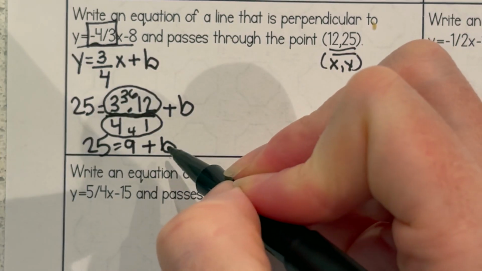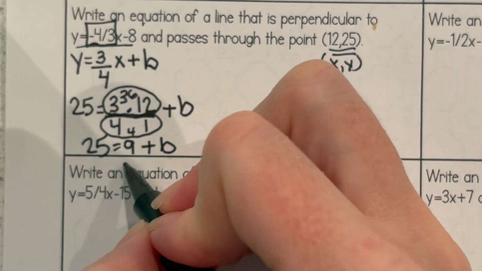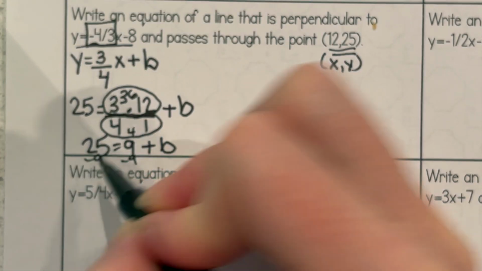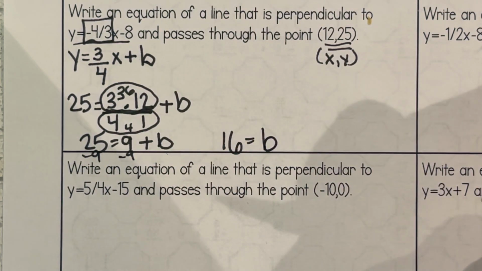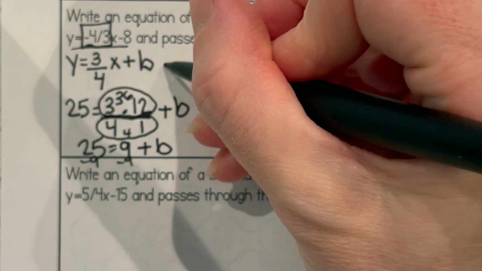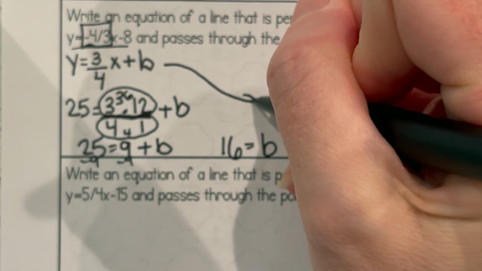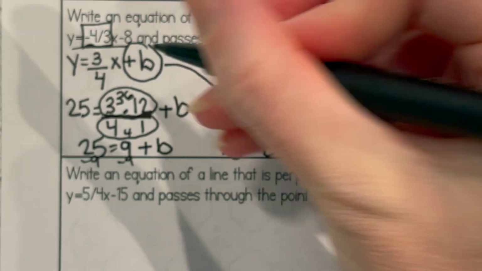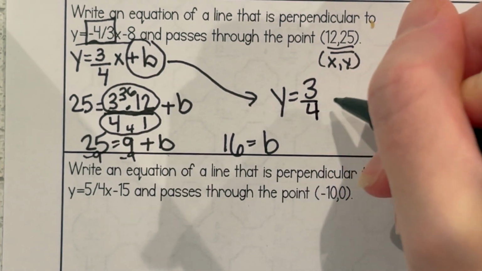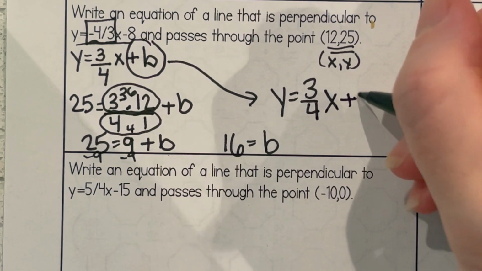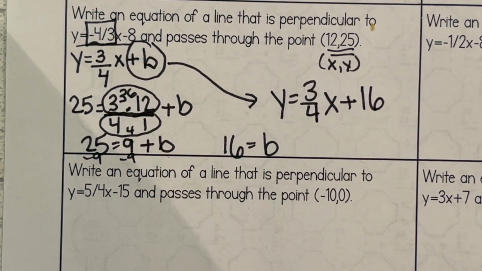Then to get b by itself, we have to get rid of 9. So we're going to minus 9 on both sides. Therefore, 16 is b. So I'm going to rewrite this equation, but then I'm going to replace the b with 16. So y equals 3/4 x plus 16 is the equation of the perpendicular line.